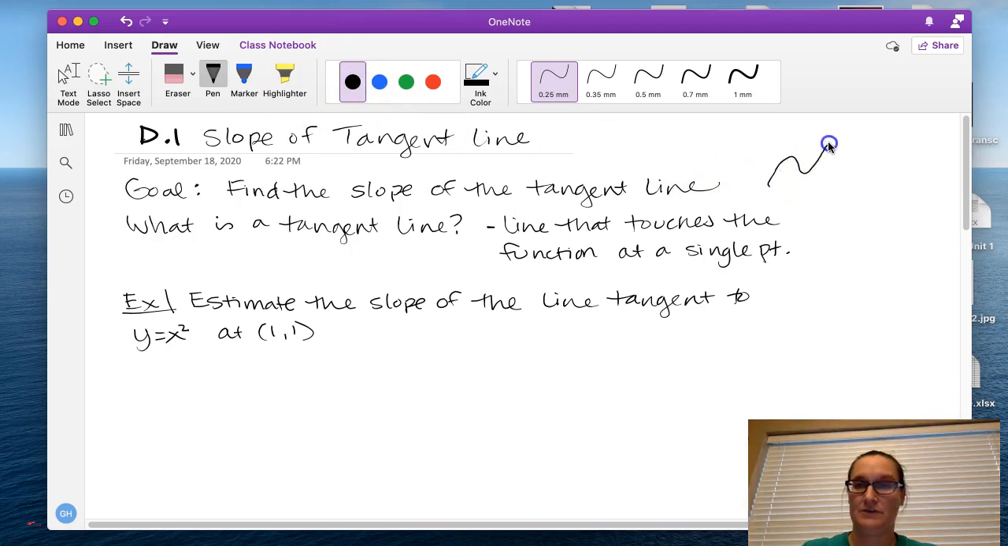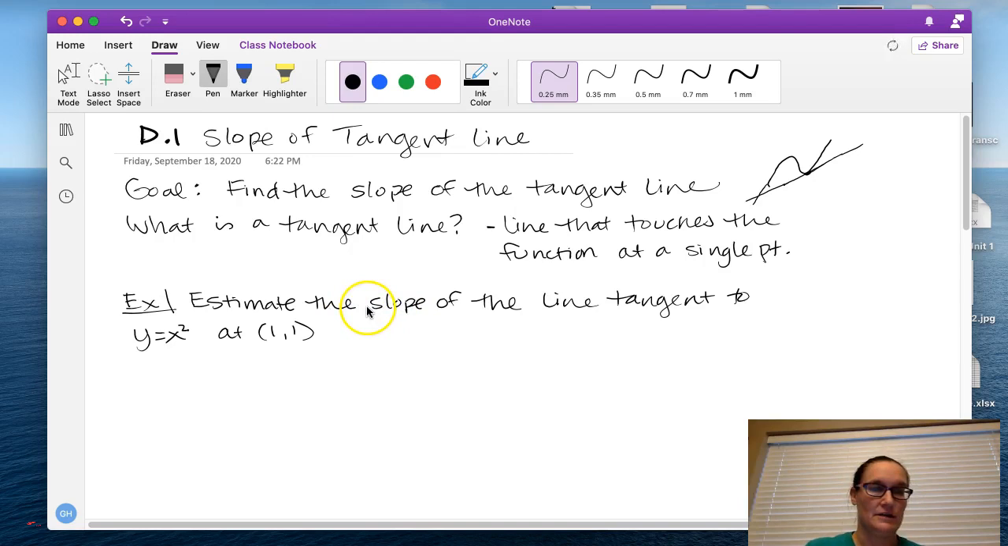So if we have a function, maybe we have a point right here, and the tangent line would look something like this. It doesn't mean it will never cross the function elsewhere, because if we extend that line, it will in fact cross the function. But in that region around that point, that is the only place that it touches the function. So it essentially touches the function at one point and kind of follows the curvature of the function, maybe a little bit, I guess.